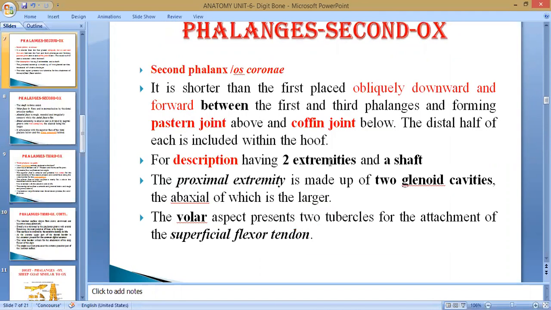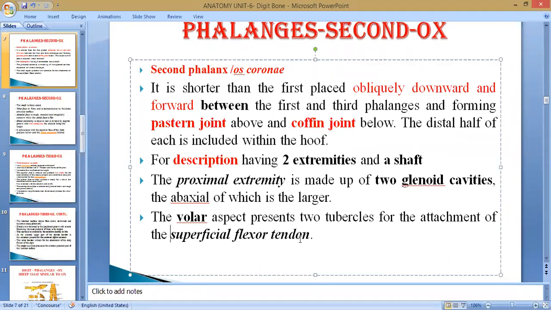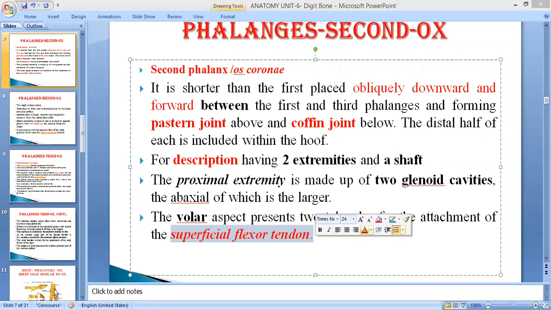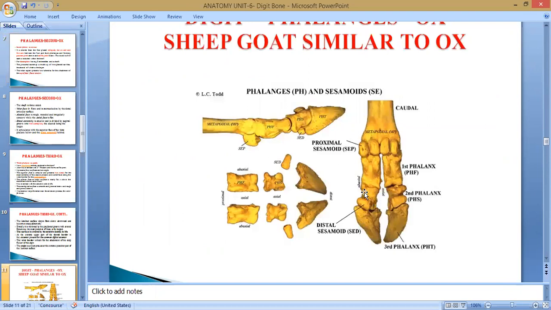So the second phalanx, for description, also contains two extremities, proximal and distal, and a shaft. The proximal extremity contains two glenoid cavities, of which the abaxial is larger, and the volar aspect presents two tubercles for the attachment of the superficial flexor tendon muscle. He is talking about this structure, this volar aspect. The volar aspect here contains two tubercles, this one and this one, for the attachment of the tendon of the superficial flexor muscles.